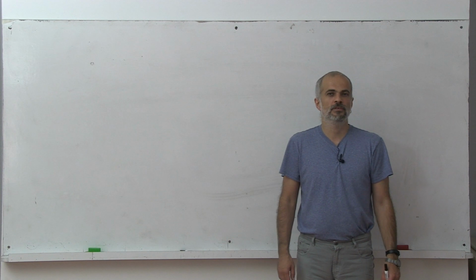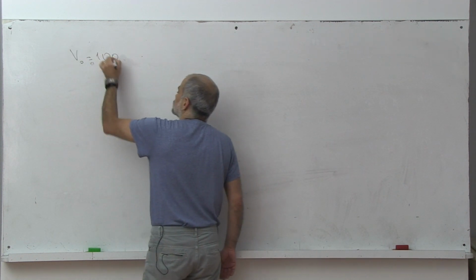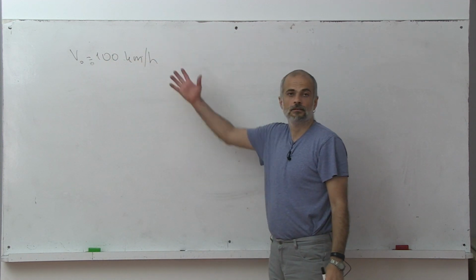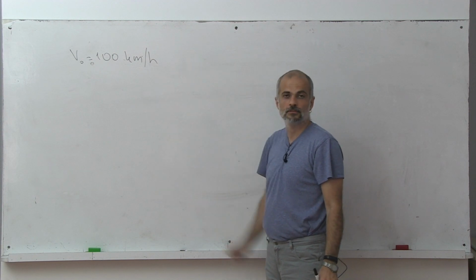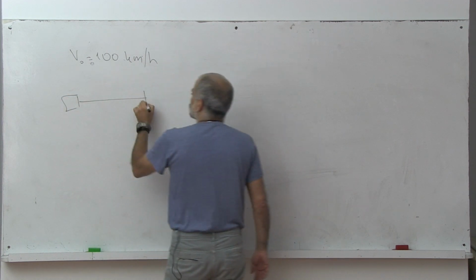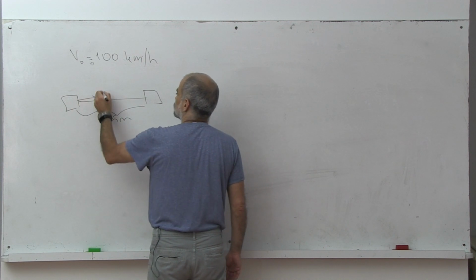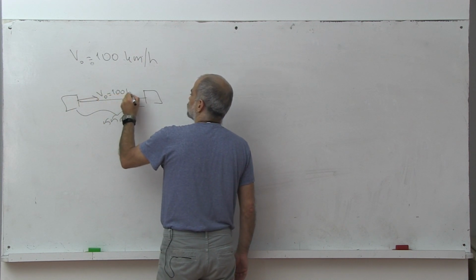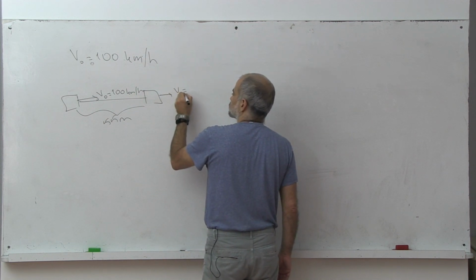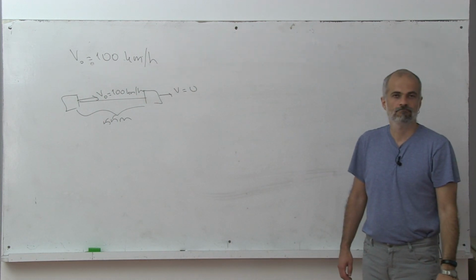Let's consider a fast-moving car. Let's say that the car is moving with a velocity of 100 kilometers per hour. And the car, due to some reason, presses the brakes and it stops within 55 meters. The final velocity is 0. What should be the average force acting on this car?